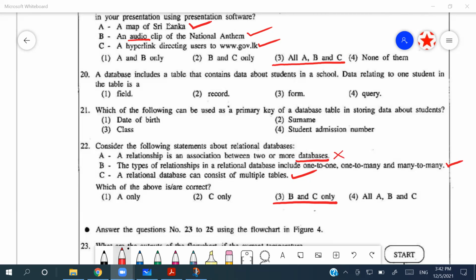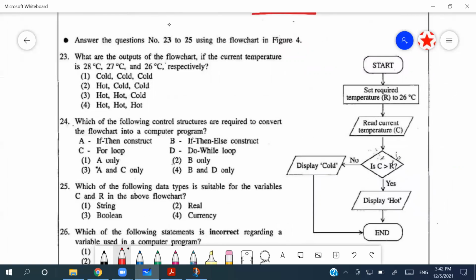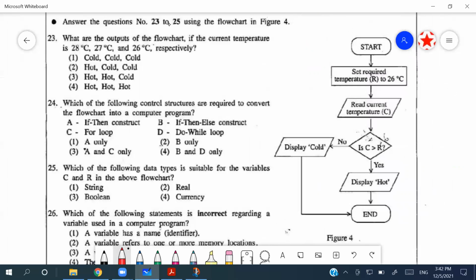Right. So thereafter, 23rd. Okay, in 23rd, they ask you to answer the questions 23 to 25 using the flow chart in figure 4. So what are the outputs of the flow chart if the current temperature is 28, 27, and 26 respectively? If you look into the flow chart, it starts with set required temperature to 26 Celsius. Read current temperature. Okay, so that means 28 is going to be read.